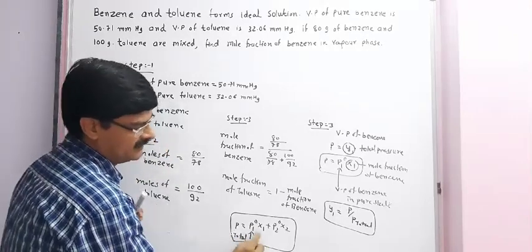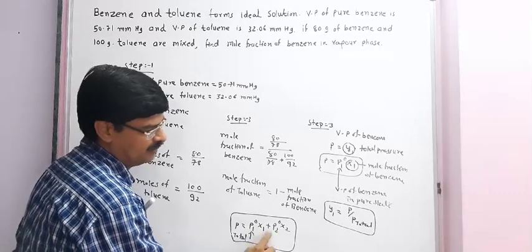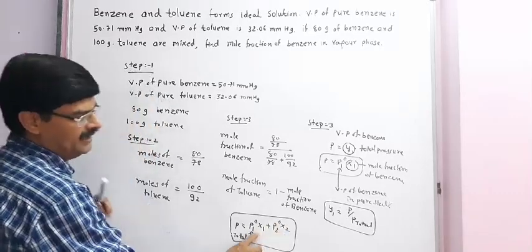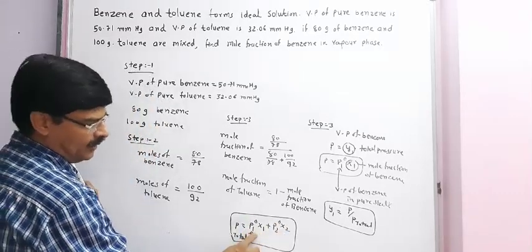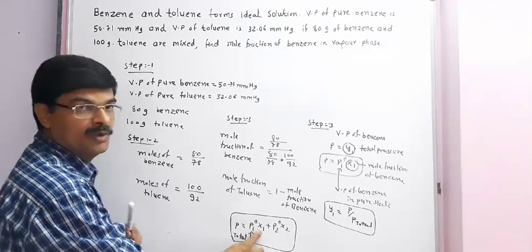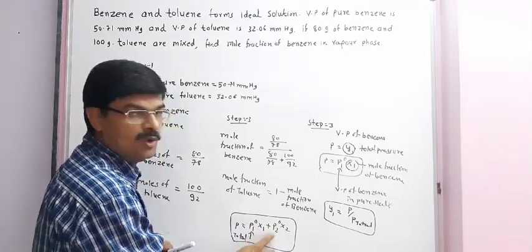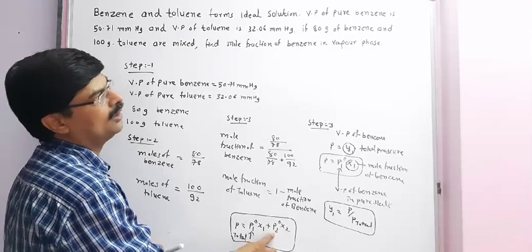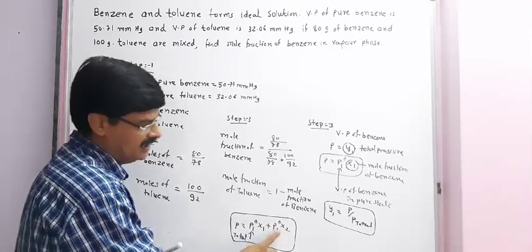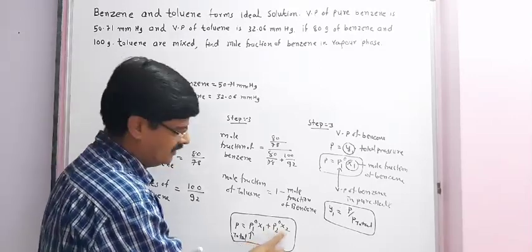by just using this simple formula P1 naught x1 plus P2 naught x2. If we say P1 naught for the benzene, then x1 will be the mole fraction of benzene. P2 naught, that is the vapor pressure of toluene in pure state, then x2 will be its mole fraction.